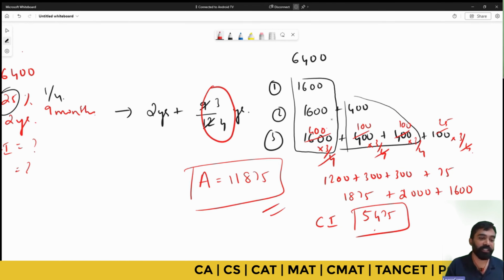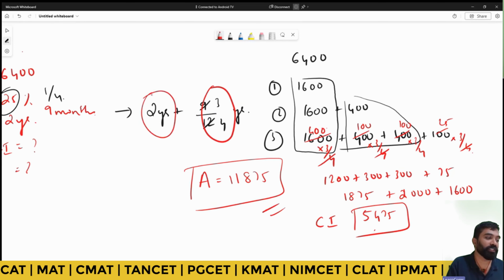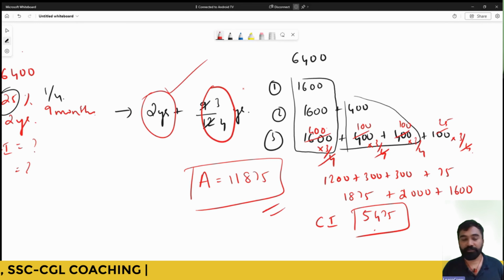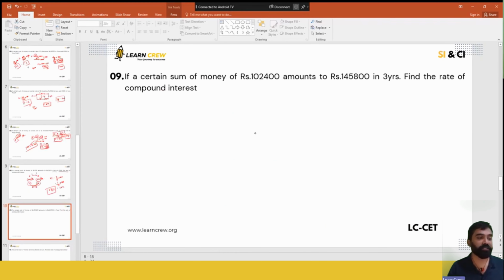Understood. See here, the reason I'm just multiplying here is that for the initial 2 years, the entire interest has been taken. Only for the third year, the part of the interest is being paid. Okay, take this. A certain sum of money, 1,024,000, amounts to 1,458,000 in 3 years.